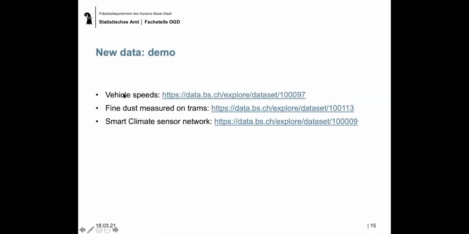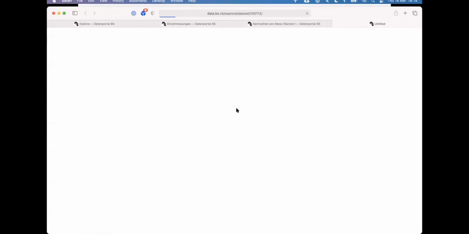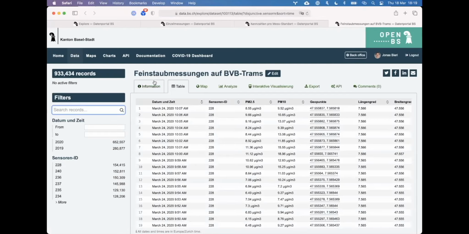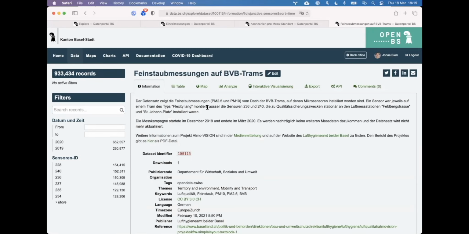Good. That was the first data set. I really love it. The second one is even better actually. That's the fine dust measured on trams, here in German. What's going on here? We have 933,000 records. The point here, which is also described here, is that the BVB, the Basel Verkehrsbetriebe, who run the trams in Basel, put these fine dust sensors on top of their trams while they were circulating the city.